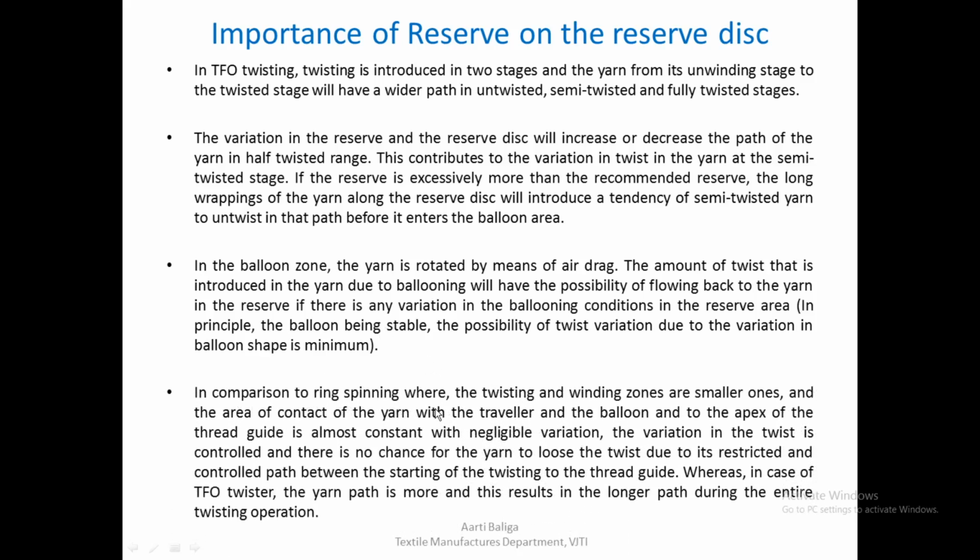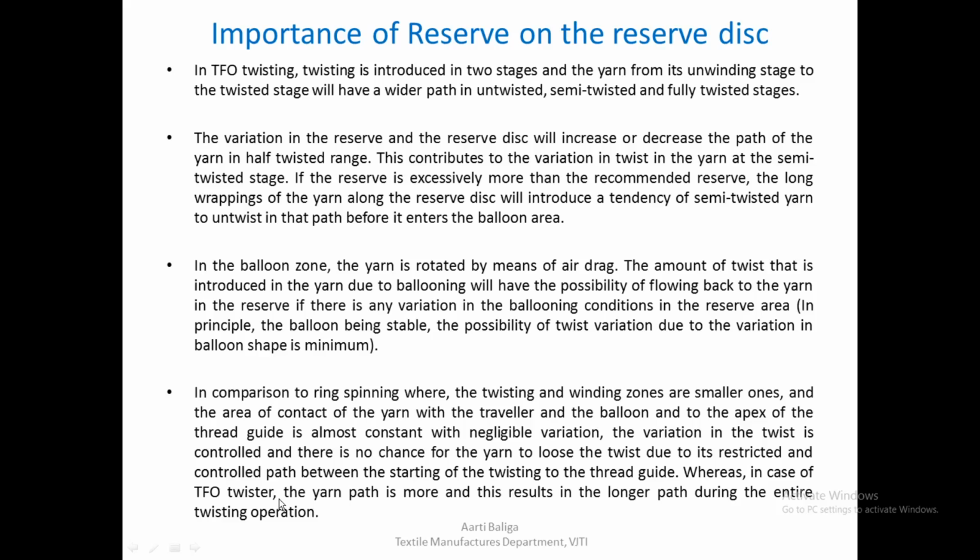In comparison to ring spinning, where the twisting and winding zones are small ones, the area of contact of the yarn with the traveler and the balloon and to the apex of the thread guide is almost constant with negligible variation. We have seen that in the normal doubler, the variation is very negligible. But in this case, where the path of the yarn is large, the variation in twist is controlled, and there is no chance in the conventional system for the yarn to lose the twist due to its restricted controlled path between the starting and the twisting to the thread guide. This is all about the conventional system.